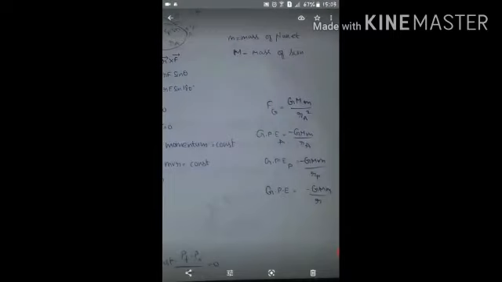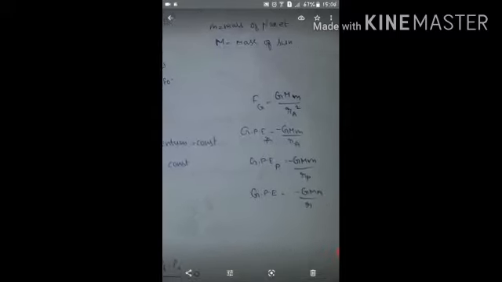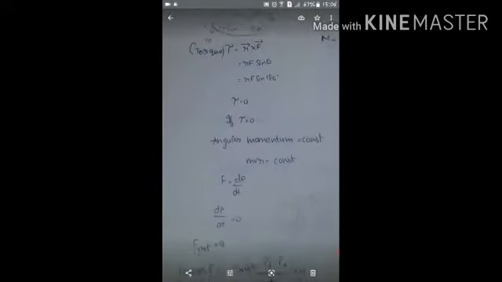Here force of gravitation is equal to G M m by r squared. Gravitational potential energy at apogee is minus G M m by ra. Gravitational potential energy at perigee is equal to minus G M m by rp. Here the gravitational potential formula is minus G M by r.